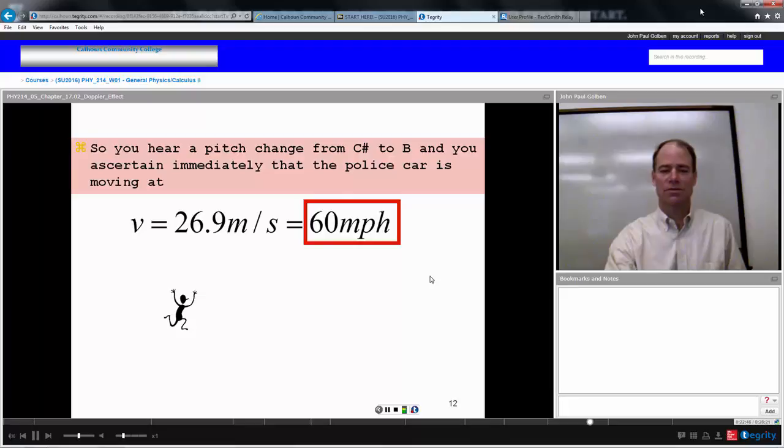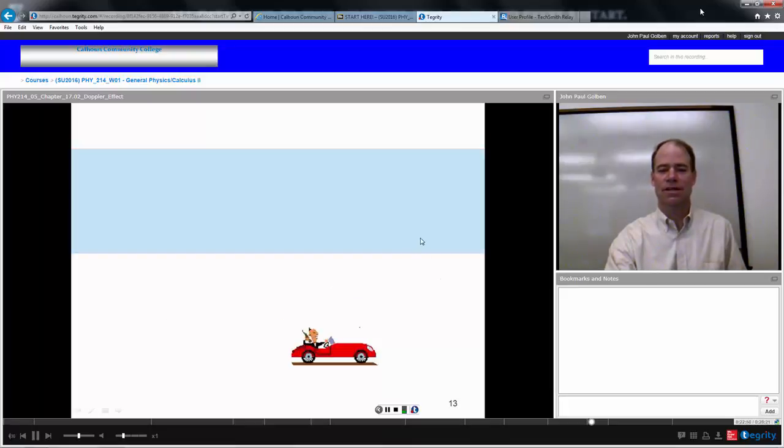So in this case, we're moving at 60 miles per hour, and you can tell that that's how fast the car is moving. All right, one final example.